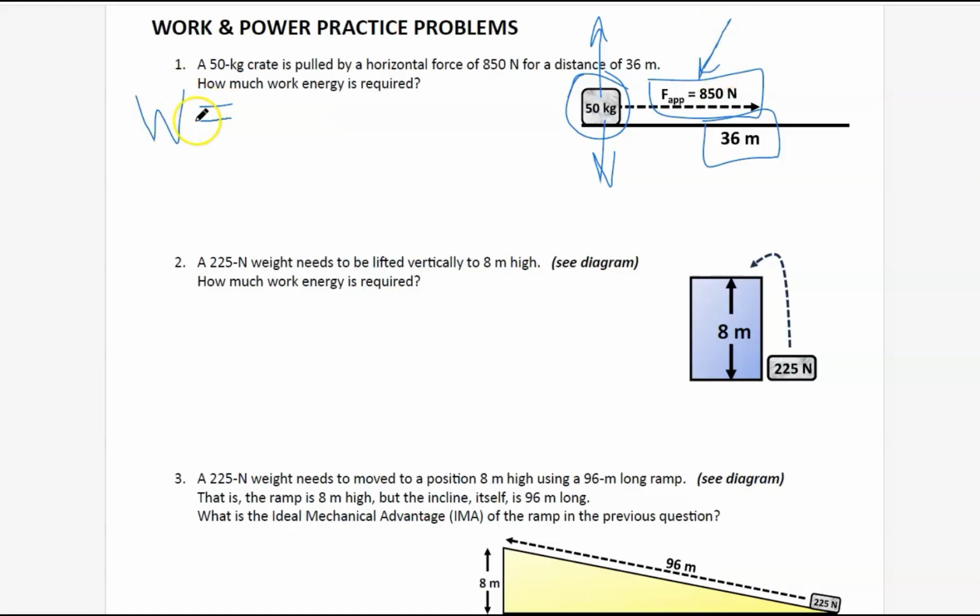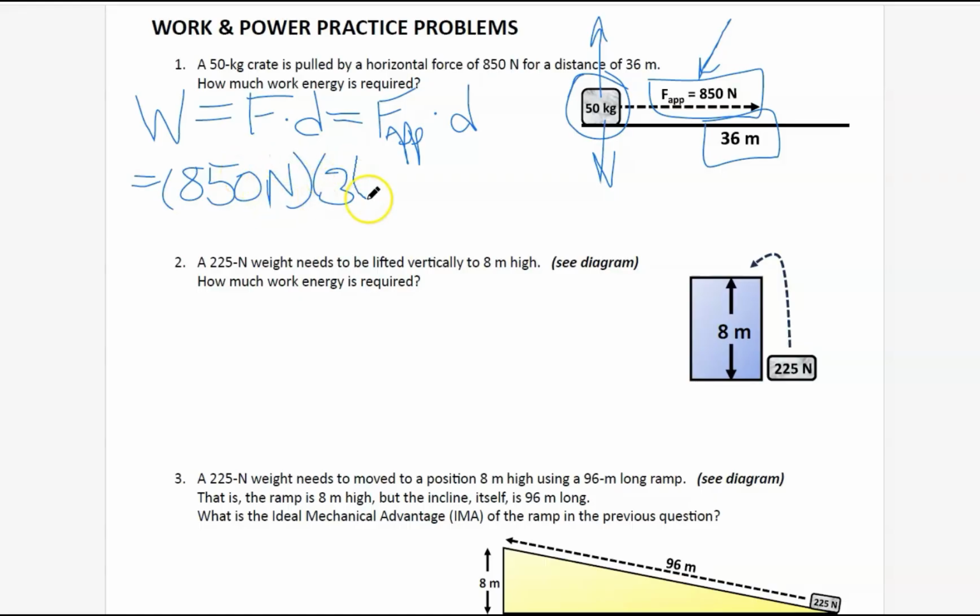So work is going to be equal to the force in the direction we're interested in times the distance it's moving, which is the displacement. In this case, that's the applied force times the distance, and that equals 850 newtons times 36 meters.